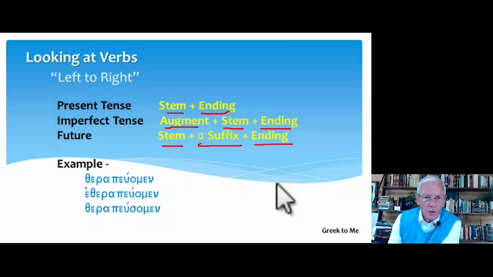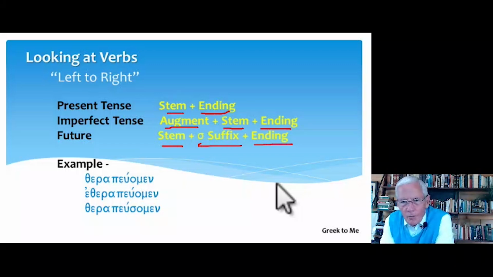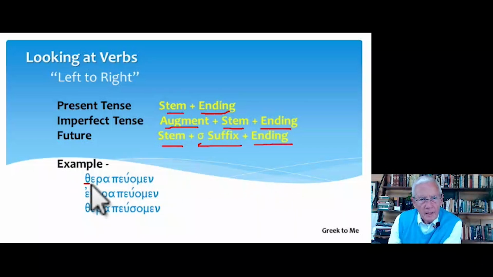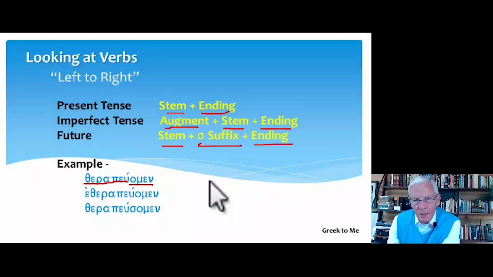Now take a look below. We have three verbs, therapeuomen, etherapeuomen, therapeusomen. Now if we start off with the ending, we're in trouble. We know it's a first person plural, but we have to start to the left. So for example here, therapeuomen. Here we have the basic stem, therapeu, and then the omen. Stem plus ending tells us present. So present, active, indicative, first person plural.